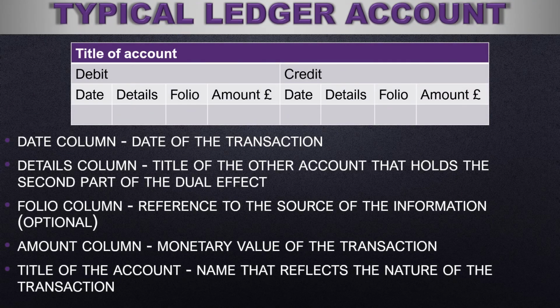You can see here a typical outline of a ledger account. The date column contains the date of the transaction, the details column contains the title of the other ledger account that holds the second part of the dual effect. The folio column contains the source of the information such as the invoice number or credit note number. This column is optional. The amount column contains the monetary value of the transaction, and the title of the account is the name that reflects the nature of the transactions.